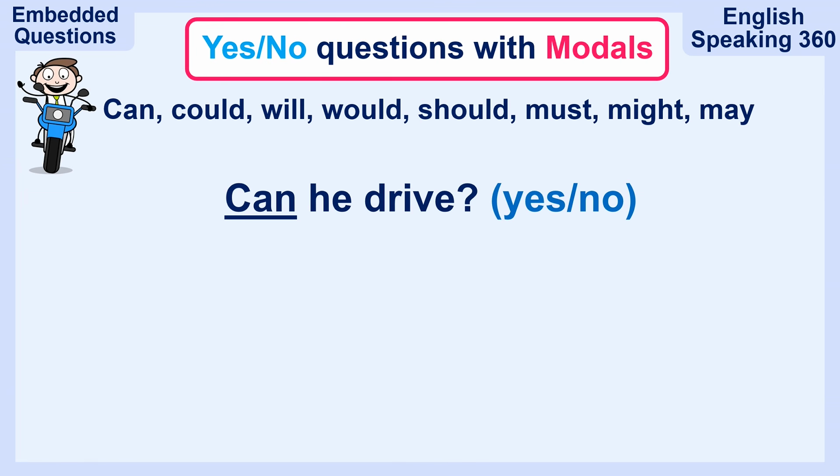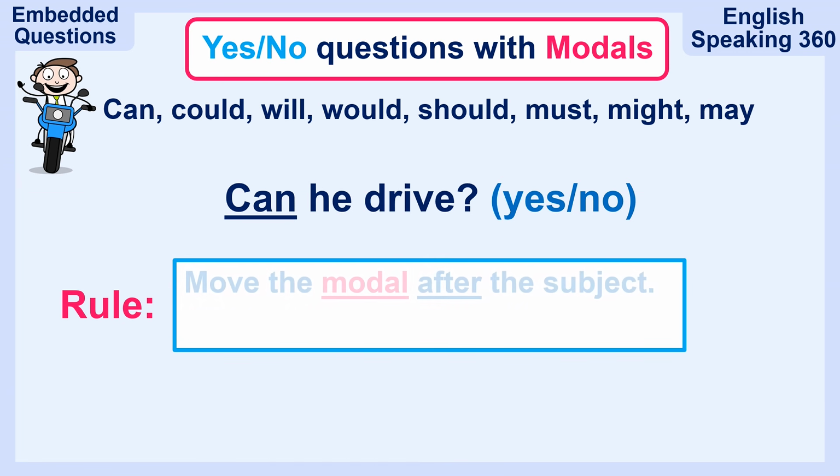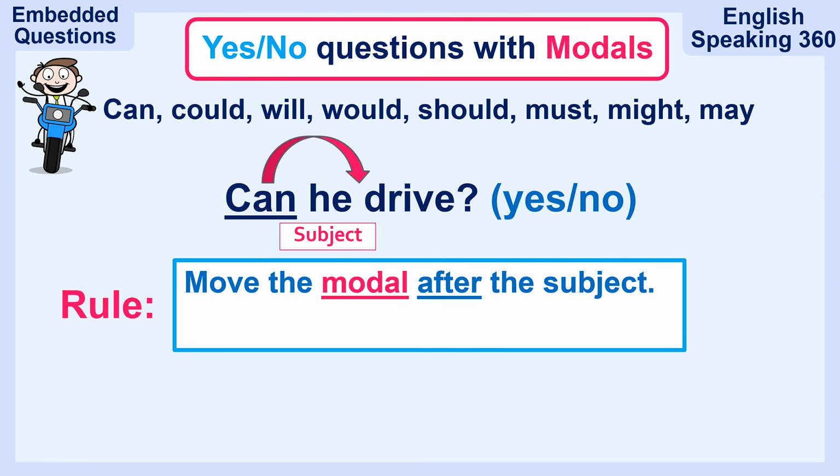Here's your example. Can he drive? That's a yes-no question with a modal auxiliary verb, can. Now here's the rule. Move the modal after the subject. Just like with the verb to be, I told you it is the same rule, right? So you have to find the subject. The subject is he. And now you have to move the modal verb after the subject. He can drive is the statement word order.